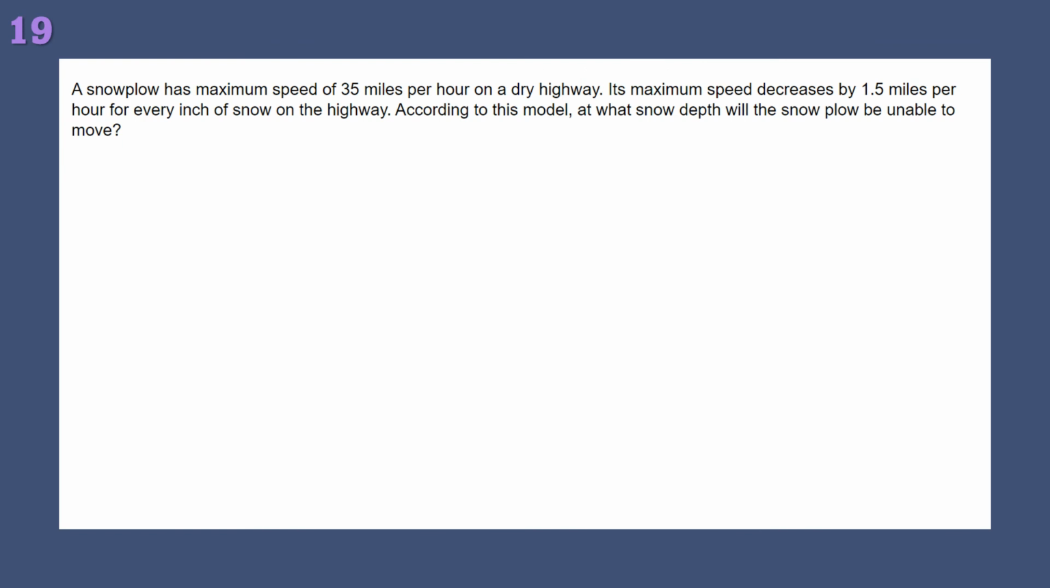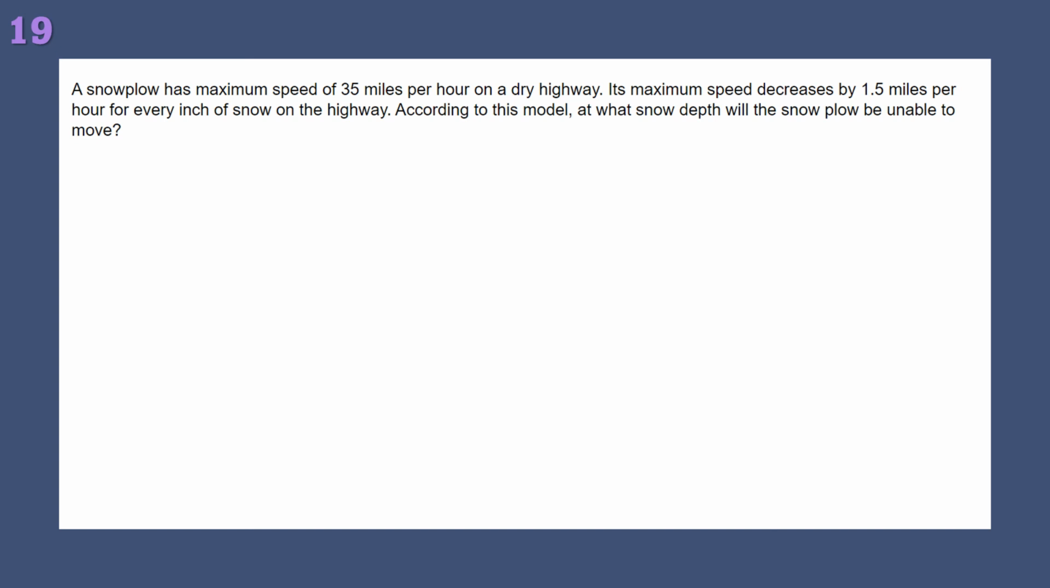A snowplow has a maximum speed of 35. It can't go more than 35 because it's probably got like safety features, and also it's a snowplow, so it's very big. It does get slower though. As the snow increases, the snowplow has to go slower to remain in control and do a good job of plowing the snow. So at what snow depth will the snowplow be unable to move?